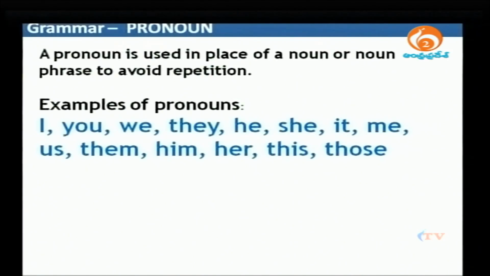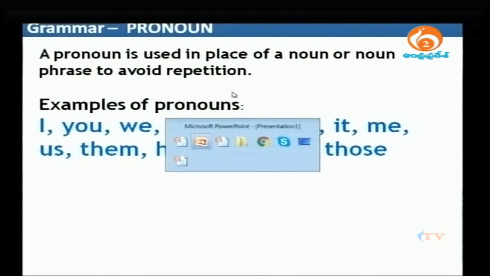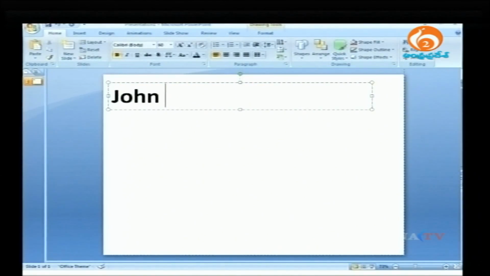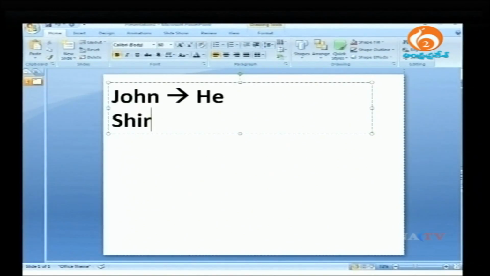Now, what is a pronoun? Pronoun is used in place of noun or noun phrase to avoid repetition. For example, I, you, we, they, he, she, it, me, us, them, him, her, this, those. Now, when you talk about pronoun, you also need to keep in mind the singular or the plural form. For example, if I have a name here, which is John, so John will become he. Okay. If I have a female name, Shirley, it will become she. So since John is singular, Shirley is singular, it will become he and she.